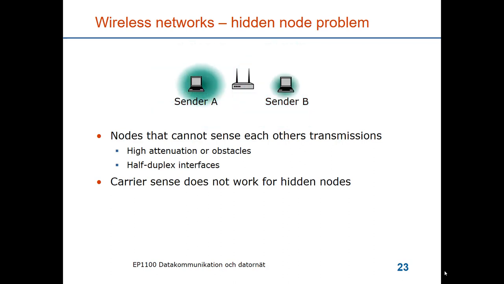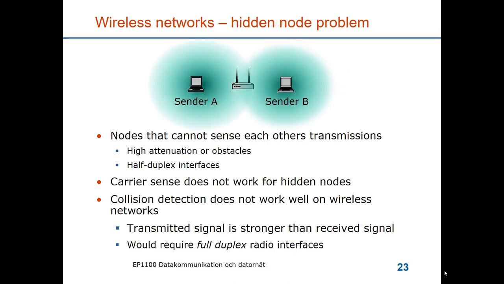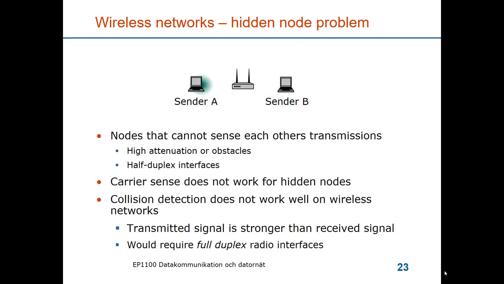And as we said before, collision detection doesn't work on the wireless network because the transmitted signal is stronger than the received signal, and it would require a full duplex radio interface, being able to send and listen at the same time. So the principle of medium access control for wireless network that has been developed is called carrier sense multiple access with collision avoidance, CSMA-CA.